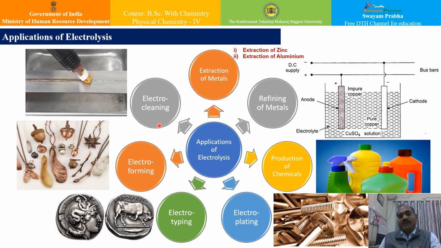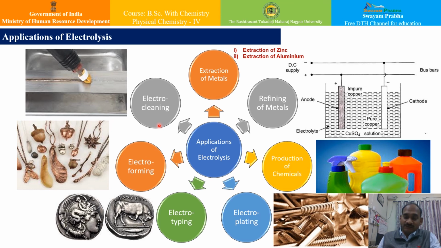You can utilize this concept of electrolysis in the production of chemicals, say preparation of NaCl. So many chemicals such as caustic soda and chlorine gas can be manufactured by electrolysis on a large scale. Potassium permanganate, hydrogen and oxygen, etc., are also produced by electrolysis on a large scale.